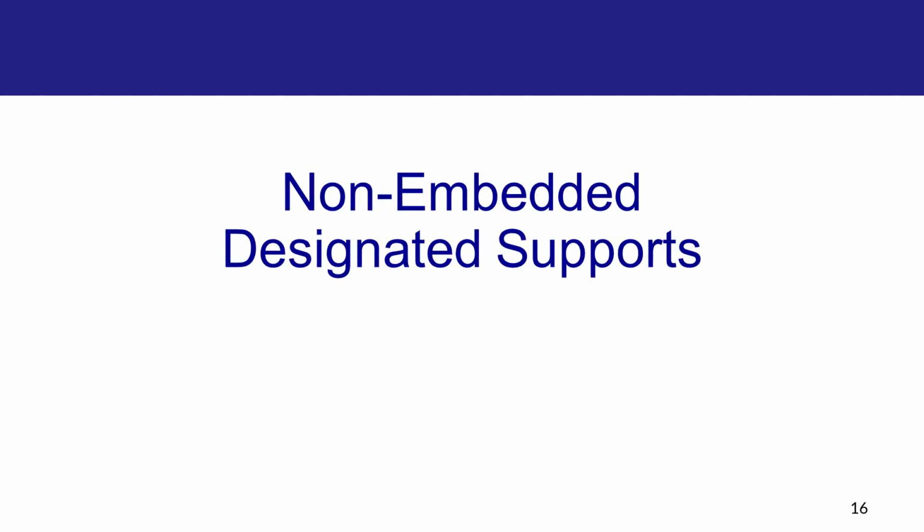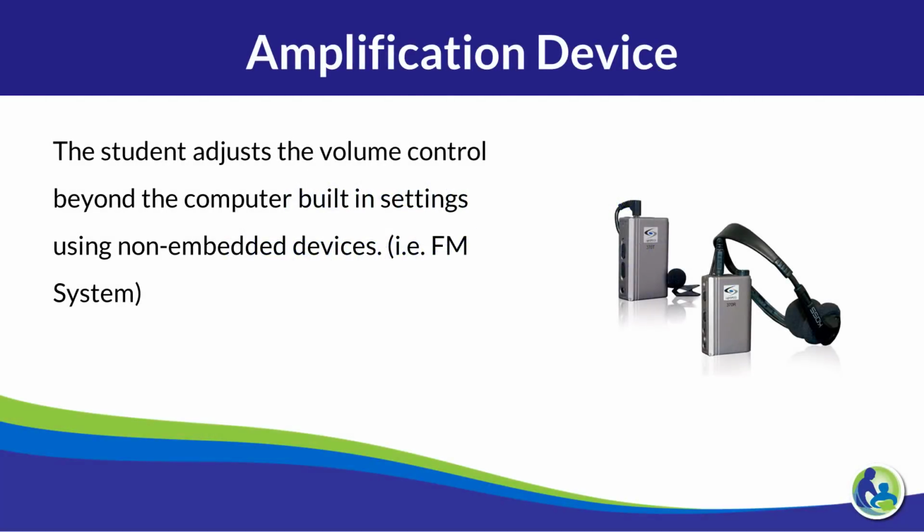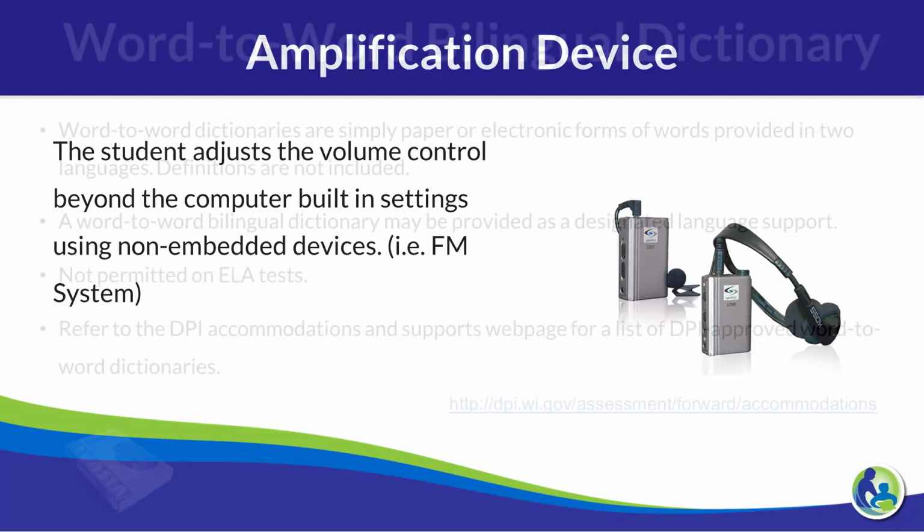Now we will discuss non-embedded designated supports. Amplification devices. Students who are hard of hearing may use amplification assistive technology, such as an FM system, to increase the volume provided in the assessment system. Use of this resource may require a separate setting. If the device has additional features that may compromise the validity of the test, such as internet access, the additional functionality must be deactivated to maintain test security.